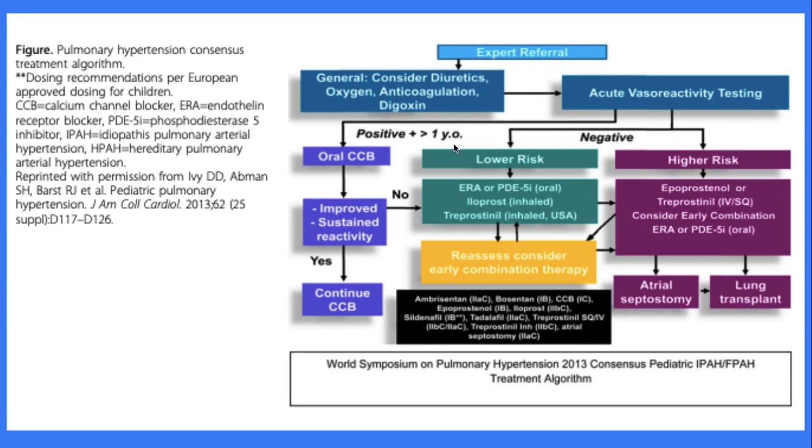If it's positive and the child is greater than 1 year of age, you can give an oral calcium channel blocker, and you continue it if it's noted to be helping the patient. But if it's not helping or the patient is negative and at lower risk, then you would start the endothelin receptor blockers or the phosphodiesterase inhibitors that we were talking about. The patients should always be reassessed to see if they need a combination of therapy, in which case you will consider adding treprostinil. So the end all and be all is the lung transplant, and you always consider the atrial septostomy before that.